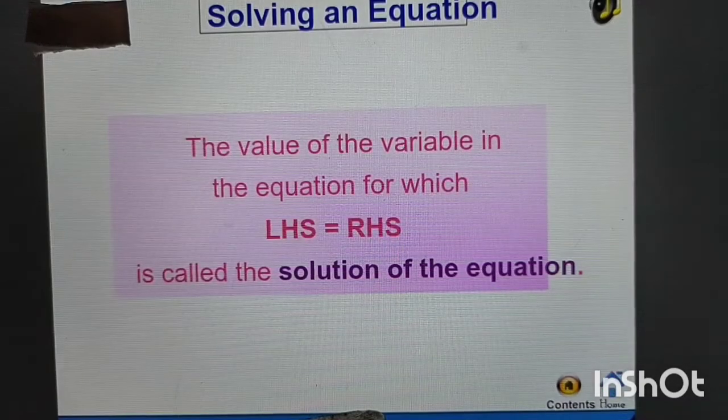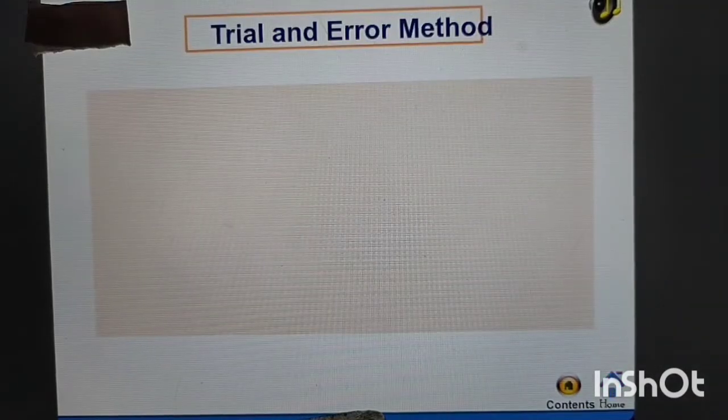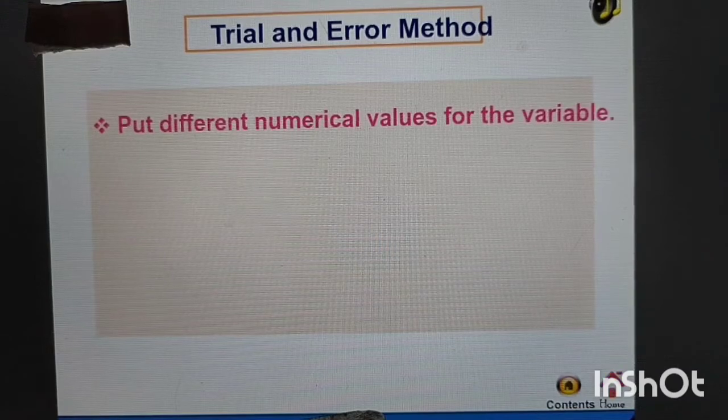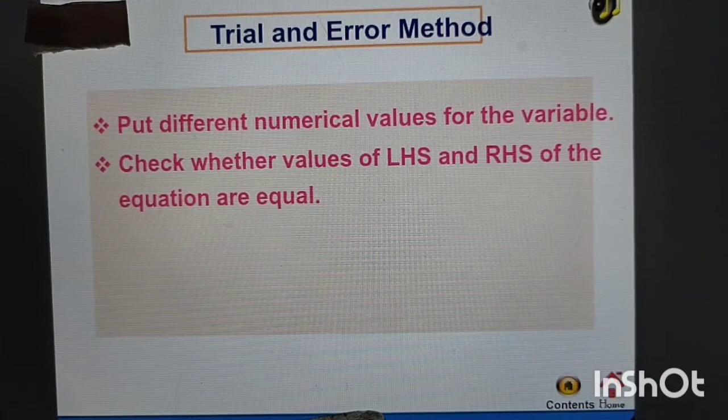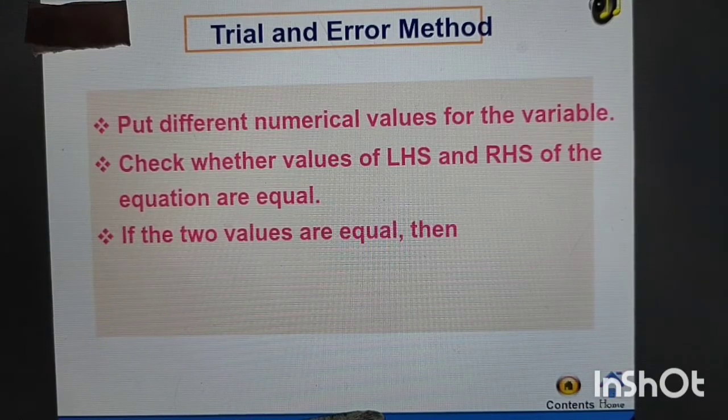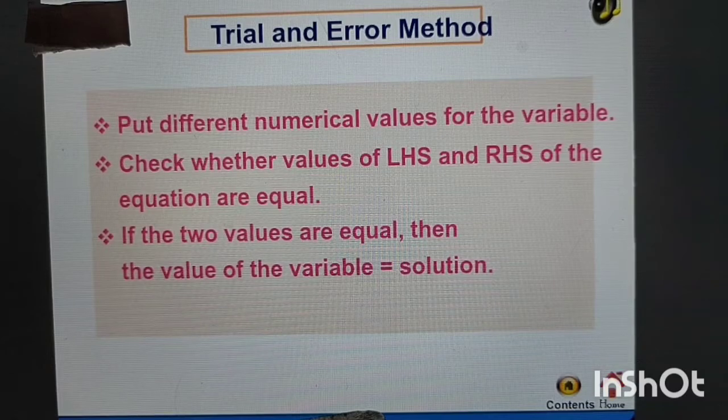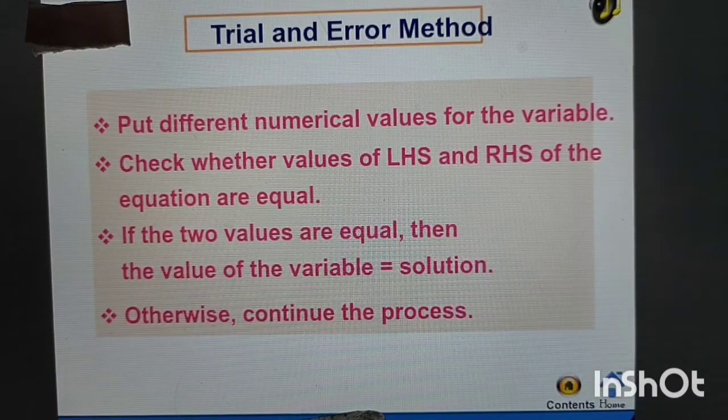Let us now learn how to solve an equation. The value of the variable in the equation for which the left hand side is equal to the right hand side is called the solution of the equation. In the trial and error method, we put different numerical values for the variable one by one and check whether the values on the left hand side and right hand side of the equation are equal. If the two values are equal, then that value of the variable is the solution, else we continue the process till we get the solution.